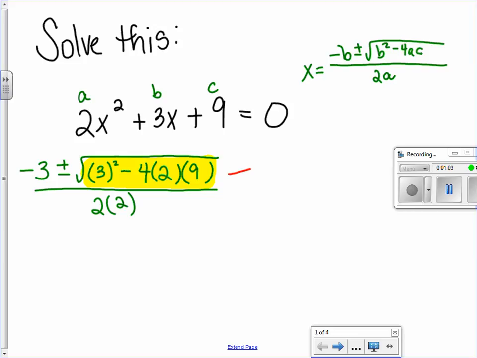Don't remember? B squared minus 4AC is the discriminant. And it discriminates. It tells you if you're going to have a real answer, an imaginary answer, how many answers. That's what that tells you. Okay? What is our discriminant here?